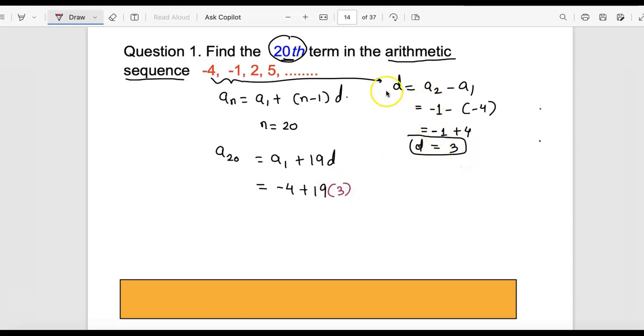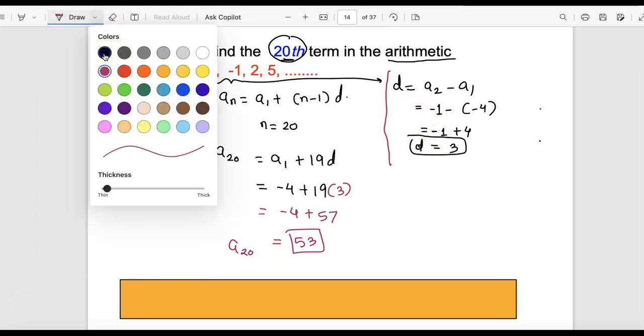If you are struggling with how I am finding the common difference, it means you have not watched yesterday's video, or the previous version I recorded, where I already explained it to all of you. Now you have to find 19 times 3, that's 57. So your 20th term will be 53. This is your a sub 20, that's 53.